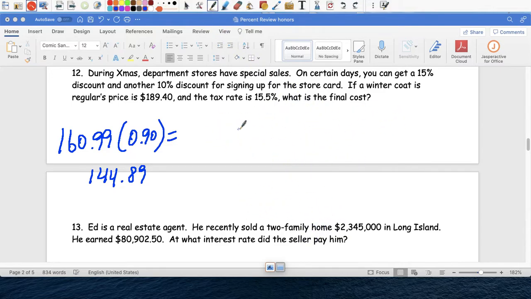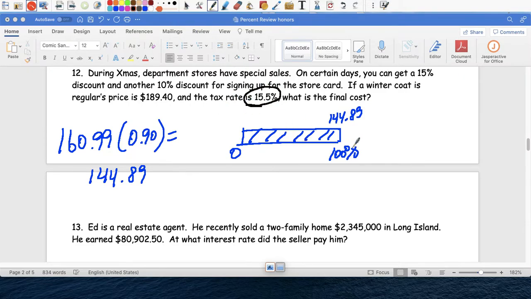So if I draw another bar model, everything starts fresh. Now 100% is $144.89. That's what you're going to be paying after both discounts. Except that now you have a little thing called tax. So to 144.89, unfortunately, we have to add a little bit more. That's 15.5%, and if you add that to 100, you get 115.5%. That's what you're paying. And this corner here, that price represents what we pay at the cash register.